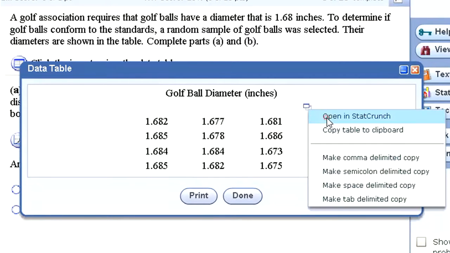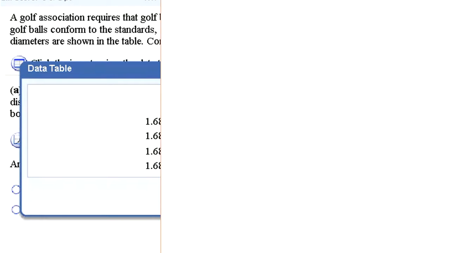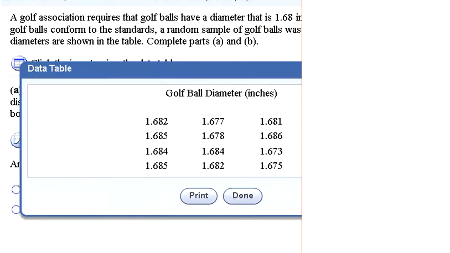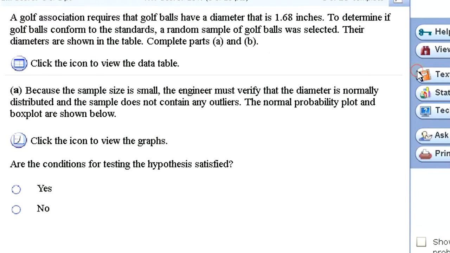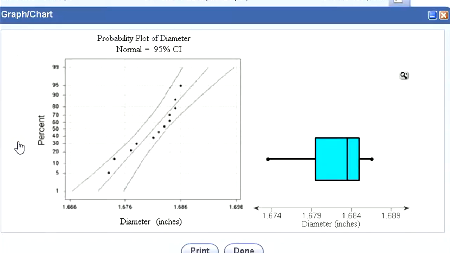Let's bring this into StatCrunch where we can actually work with it. Because the sample size is small, the engineer must verify that the diameter is normally distributed and the sample does not contain any outliers. The normal probability plot and box plot are shown below. Let's look at those to answer this first problem.